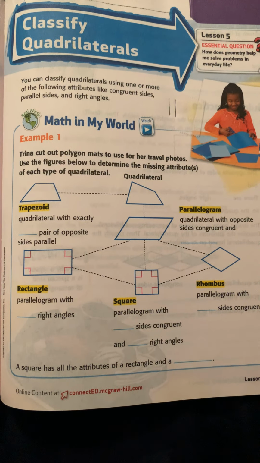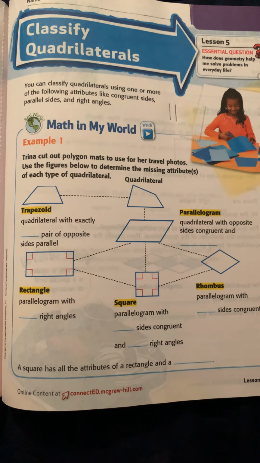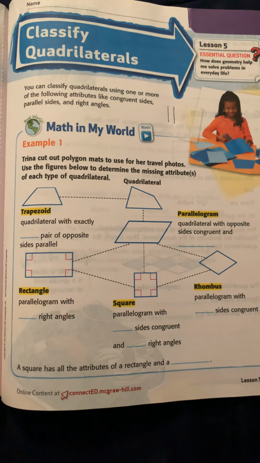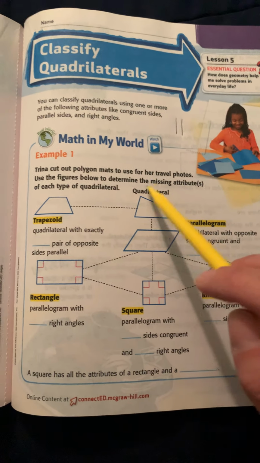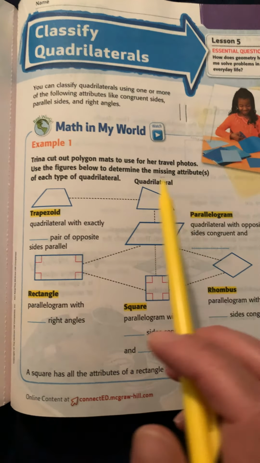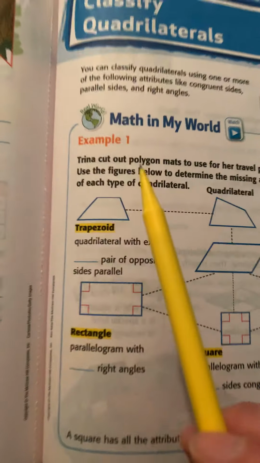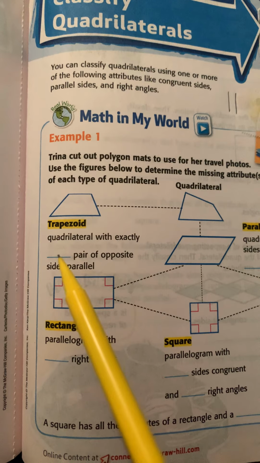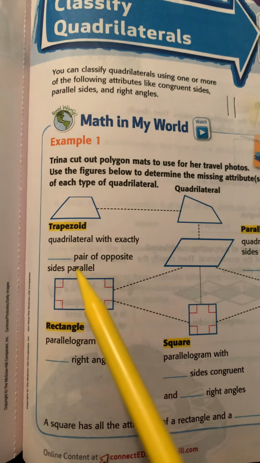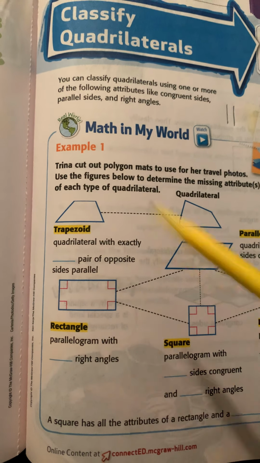Trina cut out polygon mats to use for her travel photos. Use the figures below to determine the missing attributes of each type of quadrilateral. So first of all, we have quadrilaterals, so we're going to classify them. Over to the left over here, you see that this is what we call a trapezoid. A trapezoid is a quadrilateral, four sides, with exactly blank pair of opposite sides parallel.